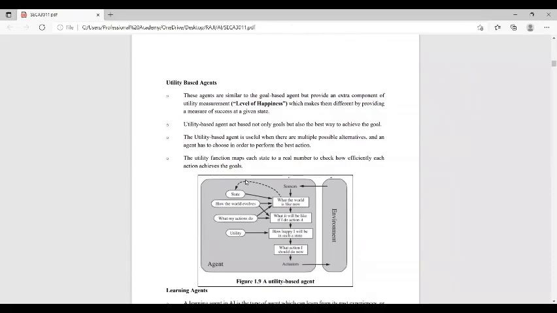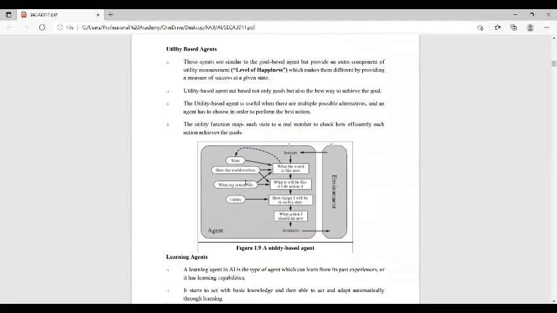A utility-based agent is, utility is nothing but a measurement of the level of happiness. So it works based on the happiness level, the happiness state. It will be checked whether a person will be happy in a particular state or not. Based on the happiness level, it will behave. So it is actually not based on a goal. It is actually based on the best way to achieve a goal. So that is called the utility-based agent.